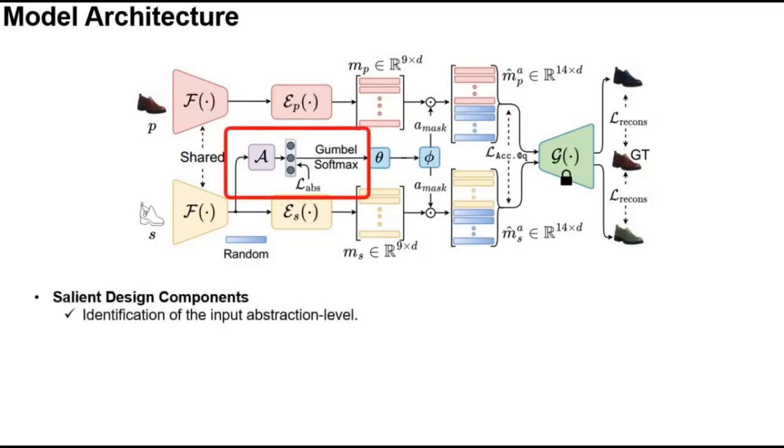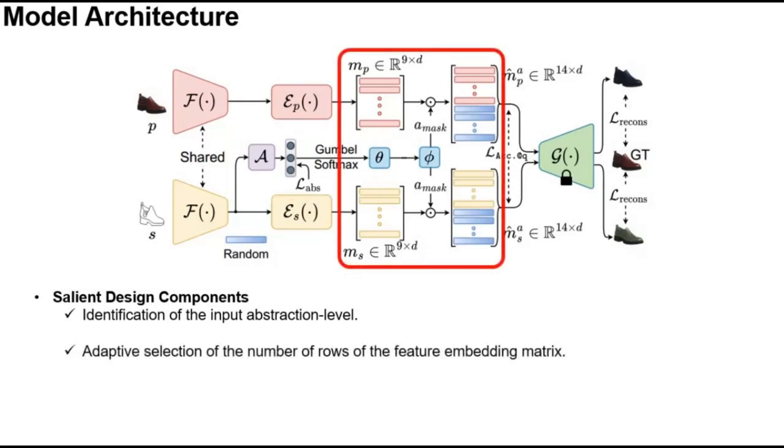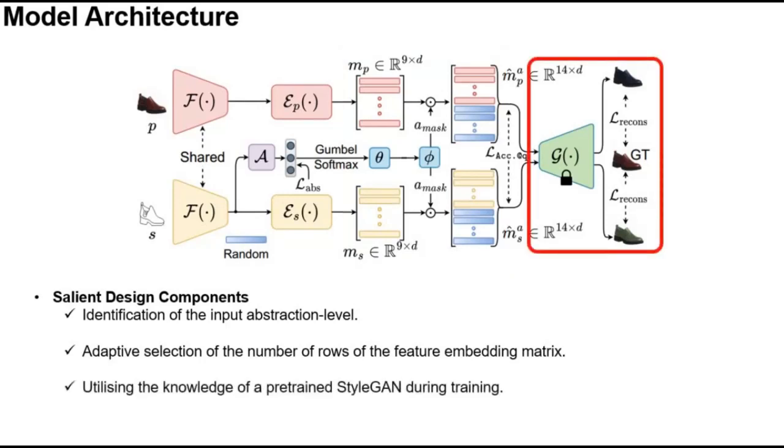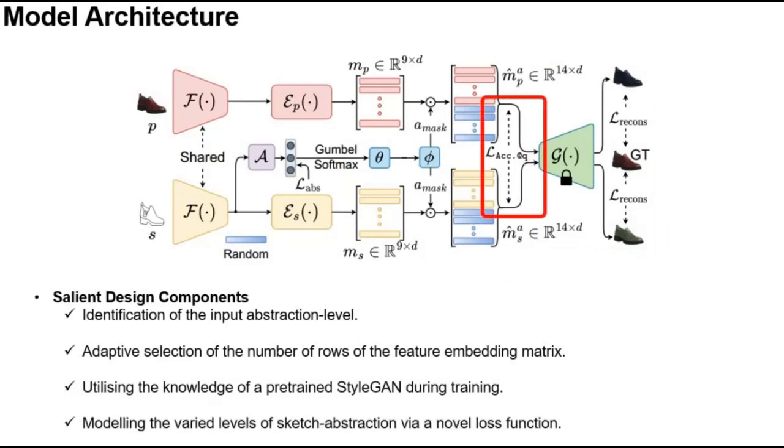Firstly, we introduce the notion of abstraction identification for the first time in the context of FGSBIR. Secondly, in our design, we adaptively select the number of rows of the feature embedding matrix based on input abstraction level. And thirdly, perhaps the most important design is utilizing a pre-trained StyleGAN to distill its knowledge into the FGSBIR system. And last but not the least, we also propose a novel parametric surrogate loss named accuracy at Q that dynamically attends to any level of abstraction.